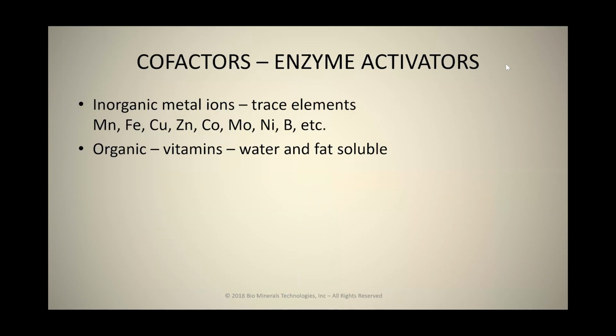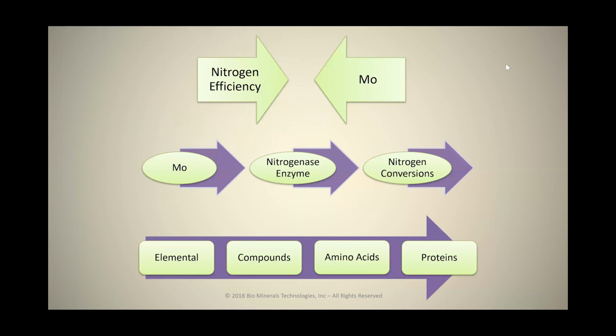And so these cofactors, these enzyme activators, are absolutely crucial. There are trace elements, and then there are our organic vitamins, our fat and water soluble vitamins. Here we have nitrogen efficiency directly affected by the presence of molybdenum. Molybdenum runs the nitrogenase enzyme, which converts nitrogen into various forms. So we can go from an elemental form, N2 gas, into a compound, into amino acids, into proteins. And that's the assembly line process that the companion trace elements do with these enzymes.